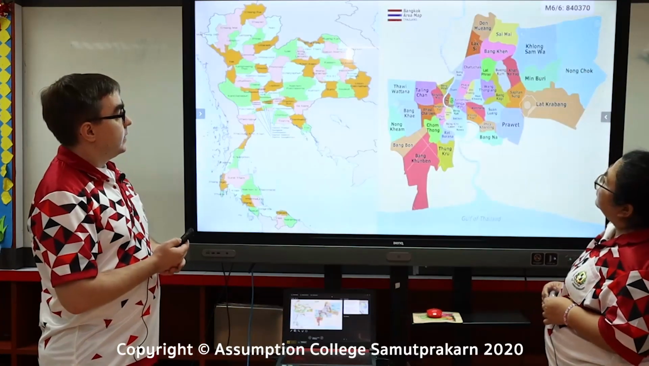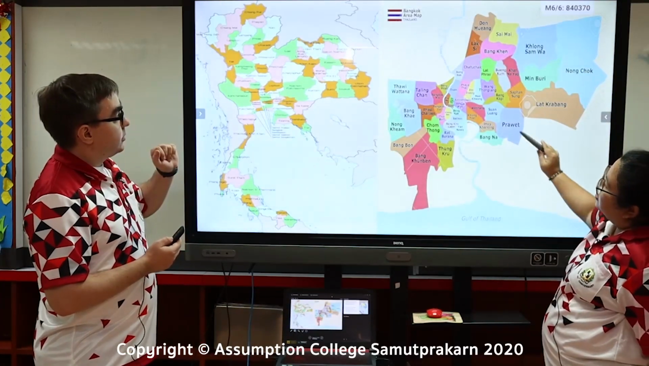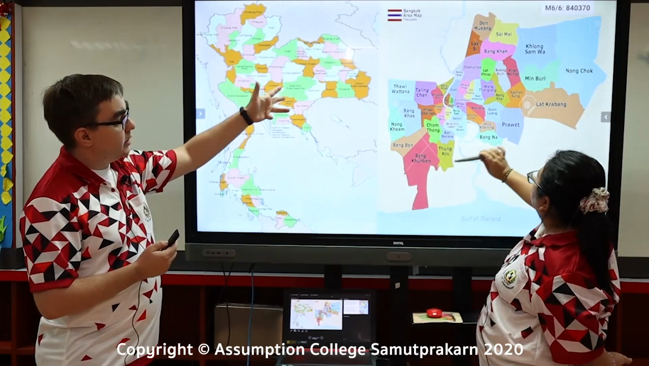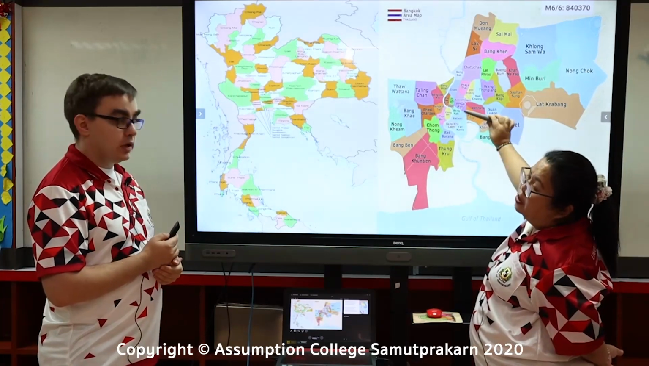Okay, next. Now, these maps, for example, show you the provinces of Thailand and the districts in the Bangkok area.